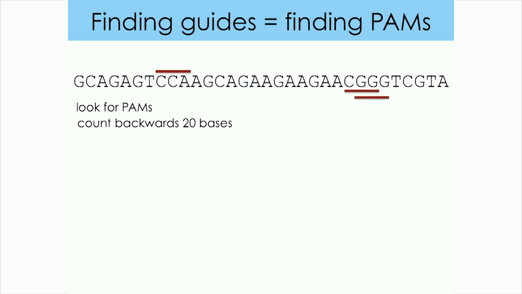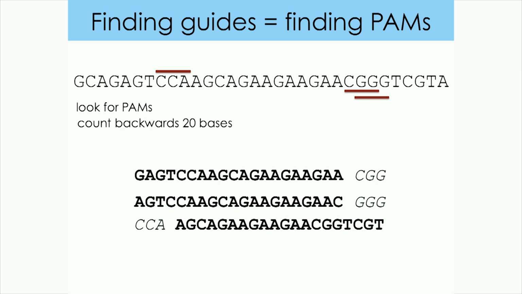But always remember, CCA is a PAM on the opposite strand. So anytime anything is finding guides, it's always looking for CC something, okay? CCN. And also don't forget that there can be overlapping guides. And then all you do is count backwards by 20 bases. And those are all of your potential guides. Okay?